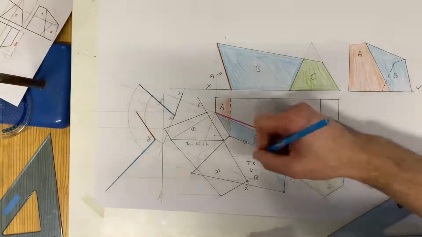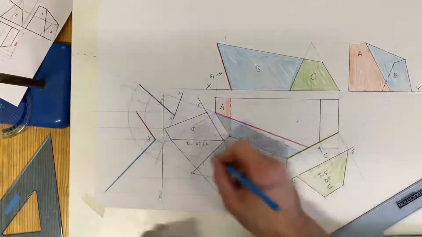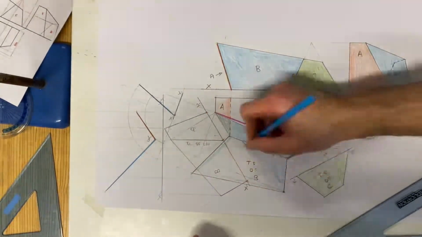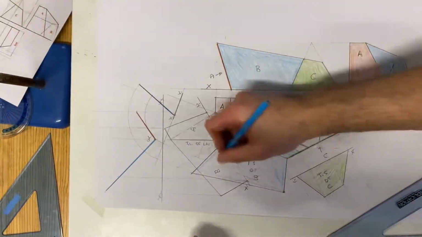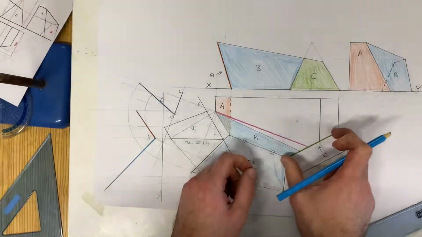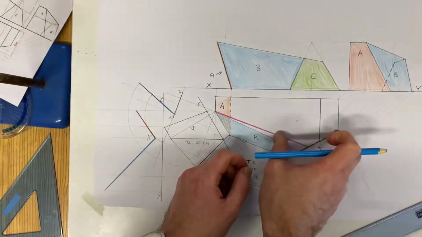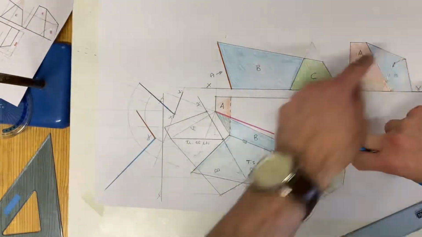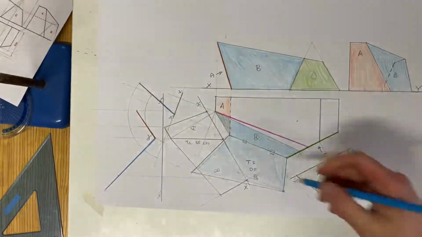So two different methods there to solve a true shape. You could use rebatment for surface C as well, if you wanted to rotate either this one up here or rotate it all the way around. It would just interfere with your end view as well, but either method is fine to solve the question.